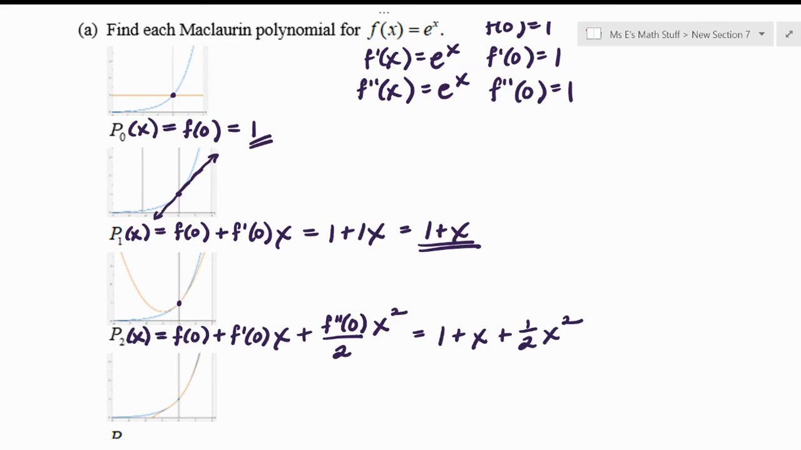Okay, so how come we need this over 2? Well, because we need the derivative of p sub 2 to equal p sub 1. If you take the derivative of 1, you get 0. If you take the derivative of x, you get 1. And then if you take the derivative of 1/2 x squared, with the 1/2 there, you would get x. But without the 1/2 there, you wouldn't have gotten that. So hopefully that makes sense that little over 2 has to be there.